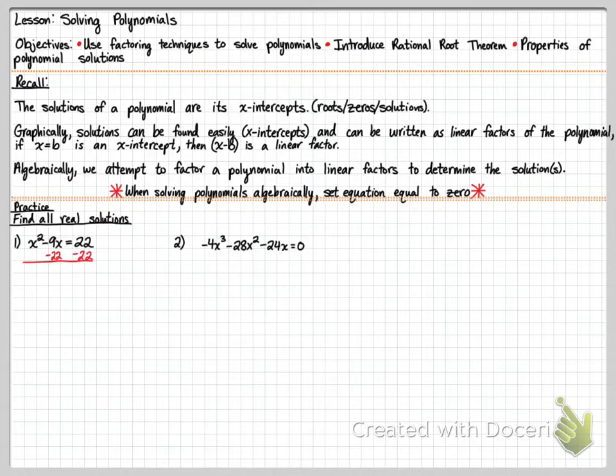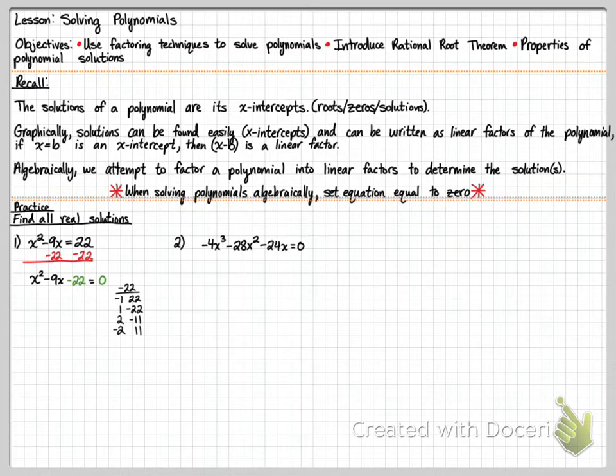All right, so we're going to go over 2 examples here. So remember, it needs to equal 0. So this one equals 0, that's good. This one doesn't, so we have to move the 22 over. So we're going to subtract 22 from both sides, and then we have x squared minus 9x minus 22 equals 0. And then we have to find the factors of negative 22.